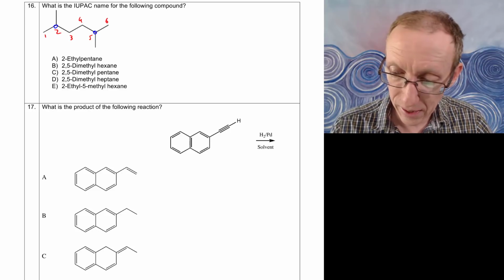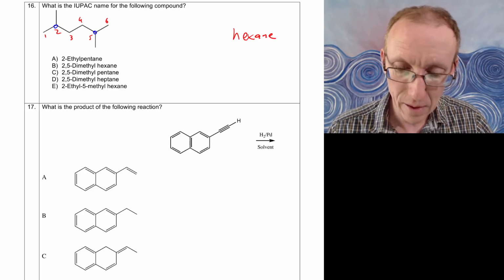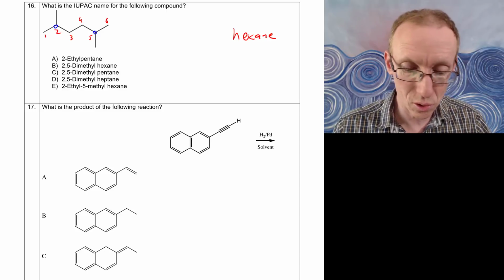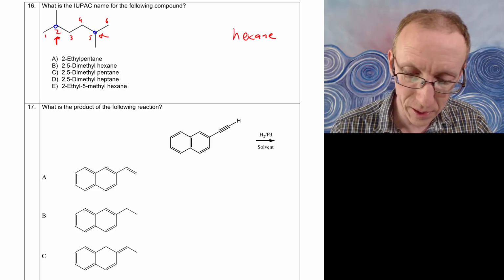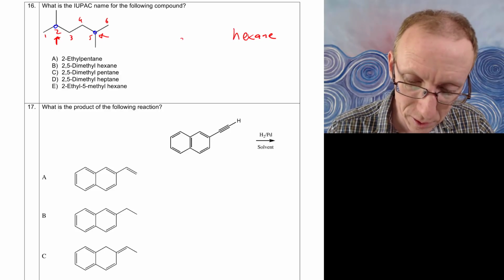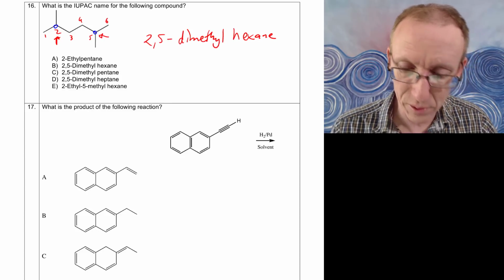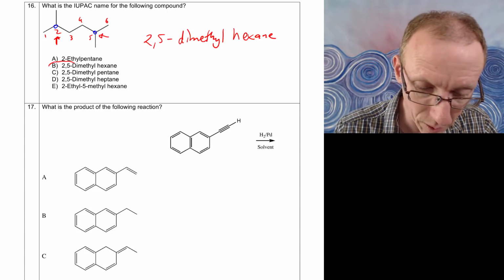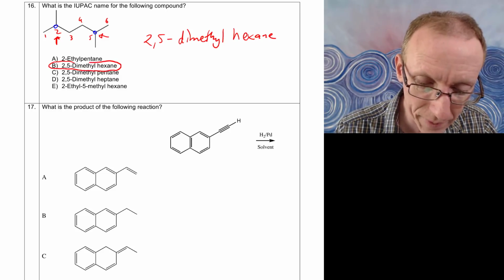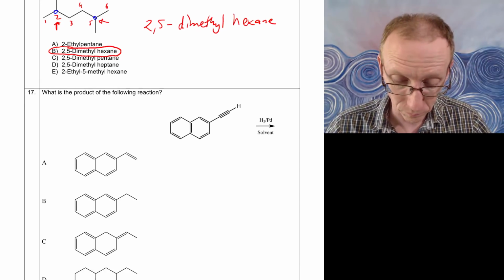So it's going to be a 6 carbon molecule, or a hexane, and it has methyl groups at the 2 and the 5 positions. They're both methyl groups, so it's going to be a dimethyl hexane. And they're at the 2 and the 5, so it's 2,5-dimethylhexane. If we look at that here, I would normally write that without that space in the middle there. So that's just a minor detail.